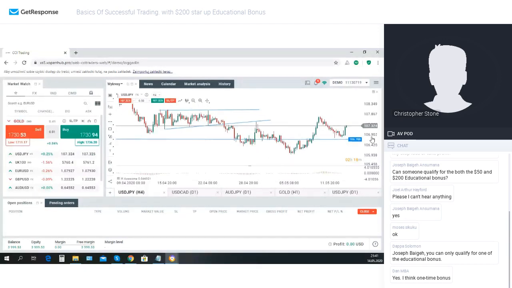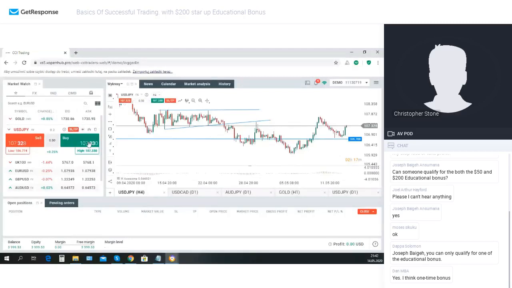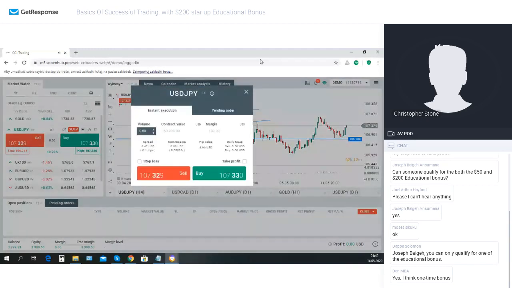So we are setting our stop loss beyond this line, for example, on 106.6. Okay, so this is a stop loss, and we can also click USD JPY and open this ticket. For example, we are setting one lot. One lot is the contract value of 100 of the basic currency pair.